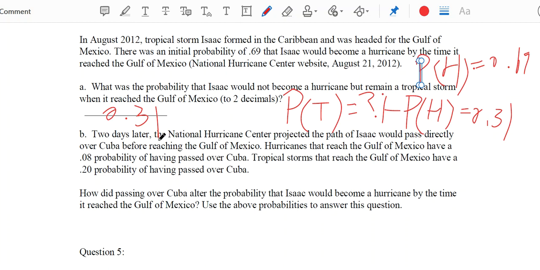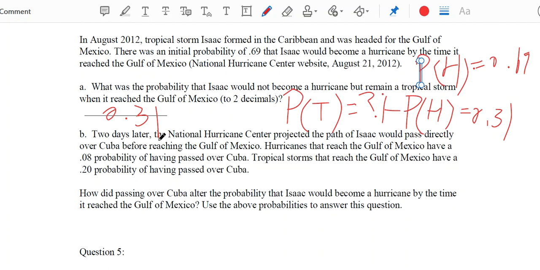Now we look at question B. Two days later, the National Hurricane Center projected the path of Isaac would pass directly over Cuba before reaching the Gulf of Mexico. Hurricanes that reach the Gulf of Mexico have a 0.08 probability of having passed over Cuba. And tropical storms that reach the Gulf of Mexico have a 20% chance of having passed over Cuba. The question here is, how did passing over Cuba alter the probability that Isaac would become a hurricane by the time it reached the Gulf of Mexico?